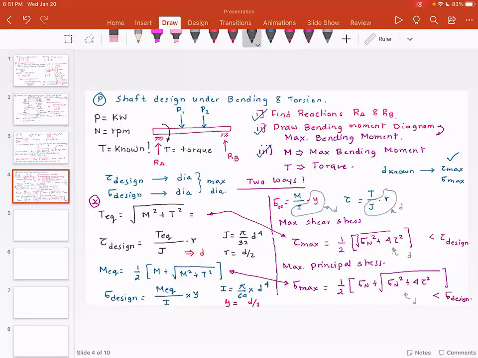So what I'm going to do now is work out a problem with this combined loading, which means you have the torsional moment and you have the bending moment.